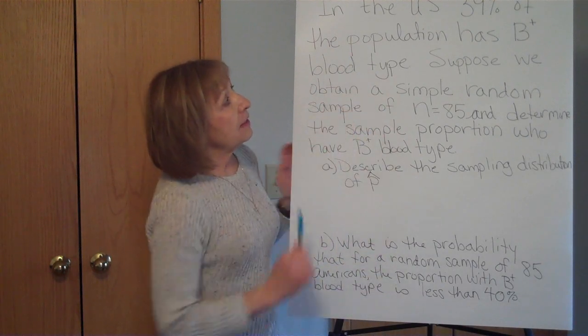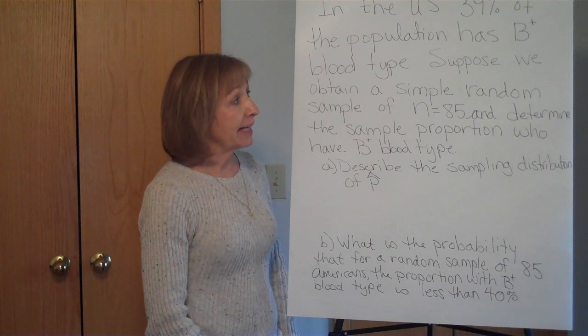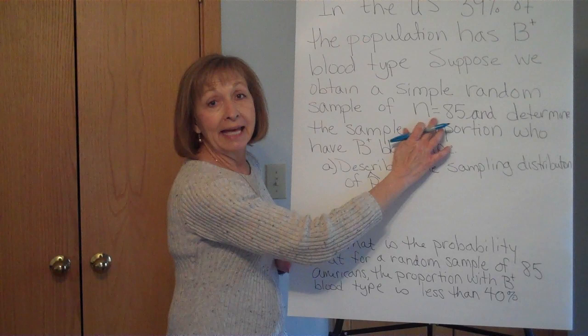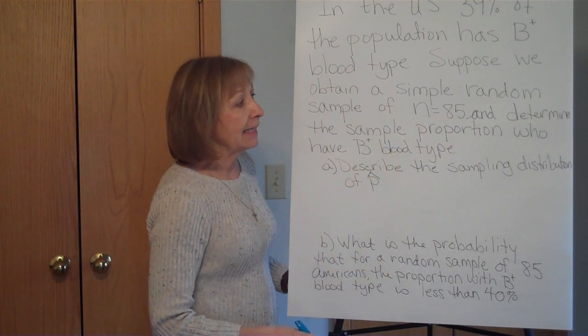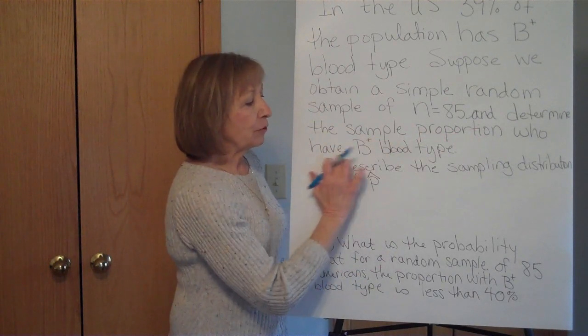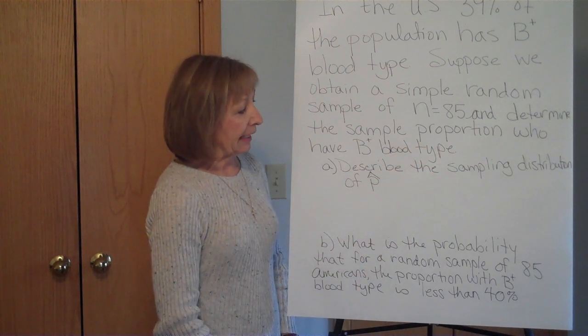So here it says in the U.S. 39% of the population has B positive blood type. Suppose we obtain a simple random sample of n equal 85. So there's 85 people that we've randomly selected, and we determine the sample proportion of those who have B positive blood type. So that's the situation that we're looking at.